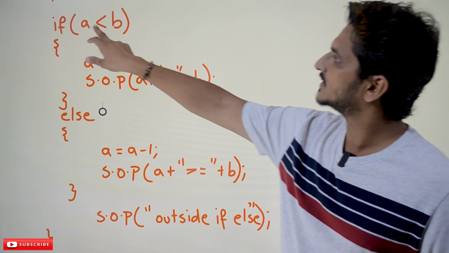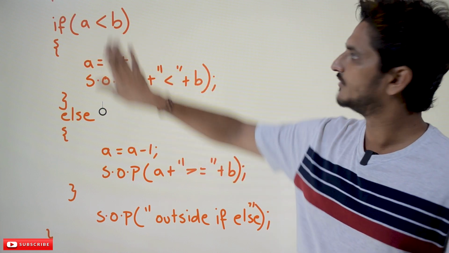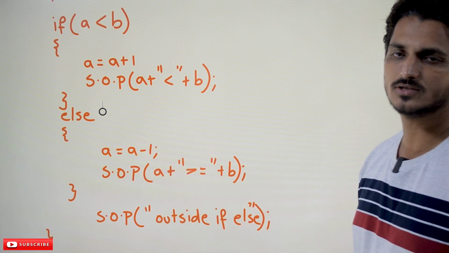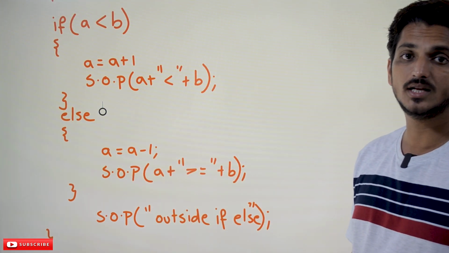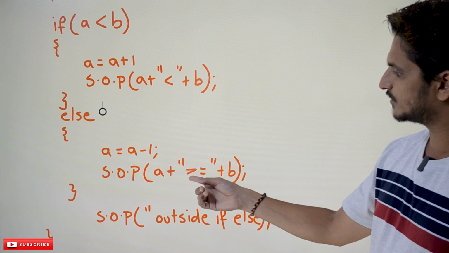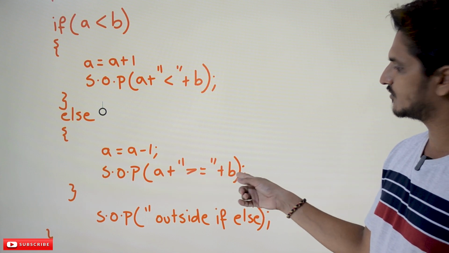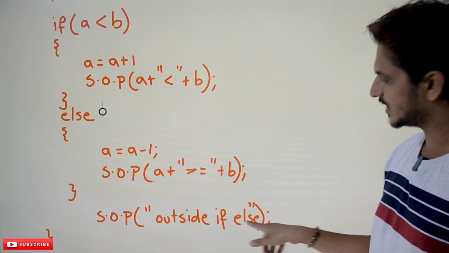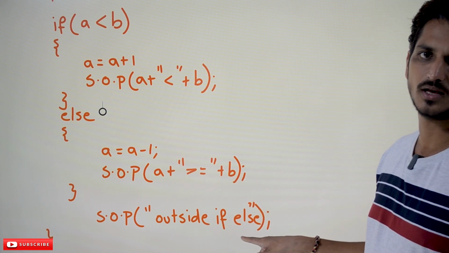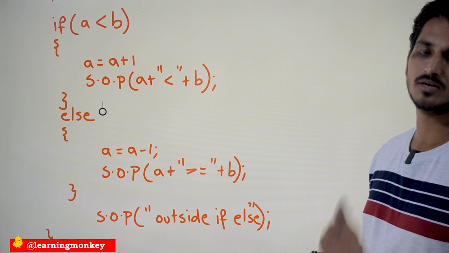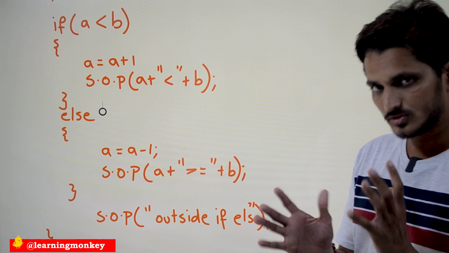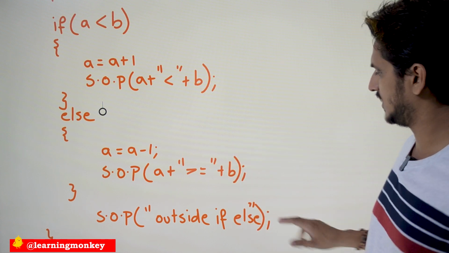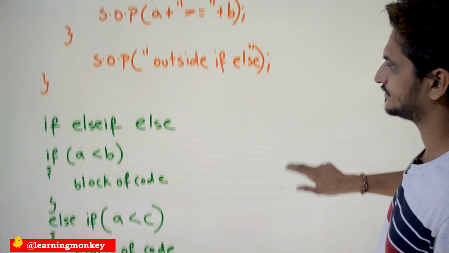Let's take one more example. a is equal to 40, b is equal to 30. The if condition is false, so it is going to execute the else body. a is equal to a minus 1, 40 minus 1, which is 39. So System.out.println displays 39 greater than or equal to 30. After that, outside the if else, it is going to display. This is how if else statements execute. If you understand how this execution is done, the next examples are very easy to write as code.